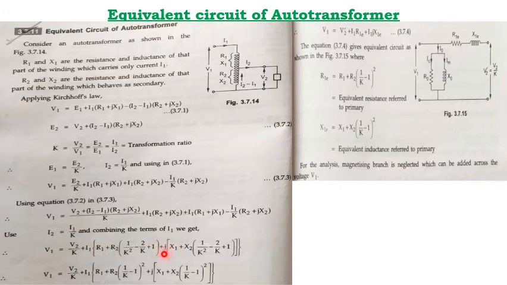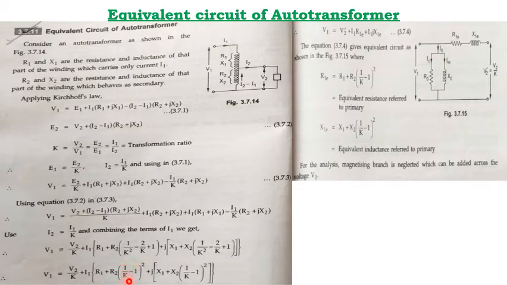Now the imaginary part: plus j into (X1 plus X2 into (1 by K square minus 2 by K plus 1)). Now here you go for further simplification. So what is the further simplification? Consider this one. This is nothing but a square plus b square minus 2ab. You know the expression, this is (a minus b) whole square. So this is a, consider this 1 by K as the a term, and this 1 is the b term. Now you substitute here.